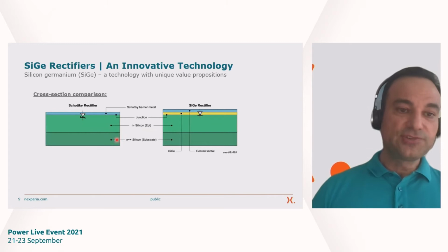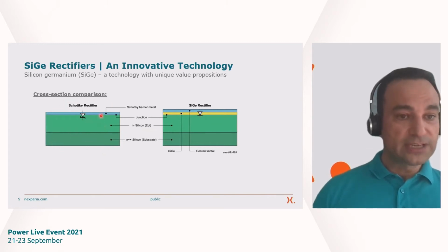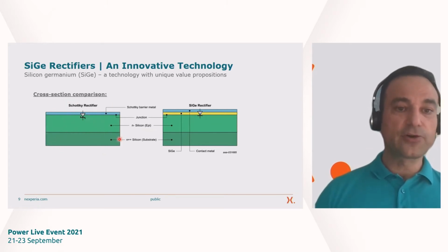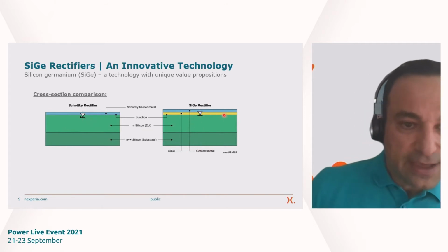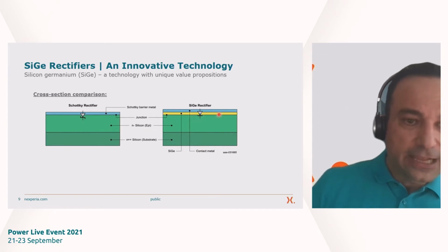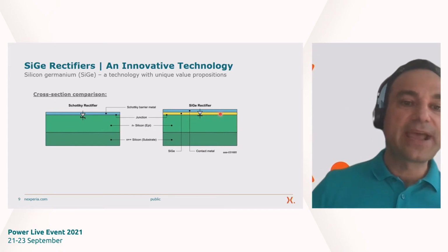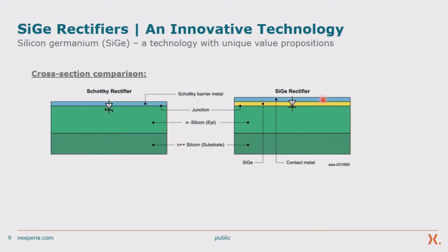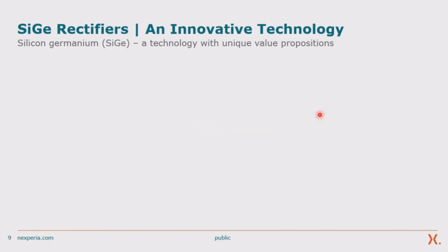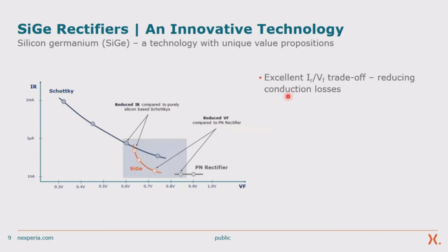This is a cross-section of a planar Schottky diode on the left-hand side compared to a silicon germanium diode on the right-hand side. And you see that there is a thin yellow layer of silicon germanium in case of the silicon germanium rectifier, which is placed between the Schottky metal on top and the drift layer in the structure. And this thin layer is giving you some very important advantages. First of all, we have an improved IR-VF trade-off.